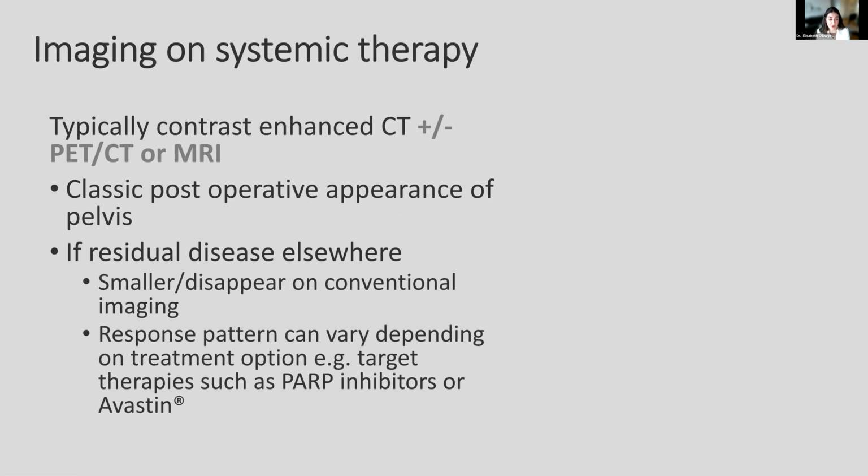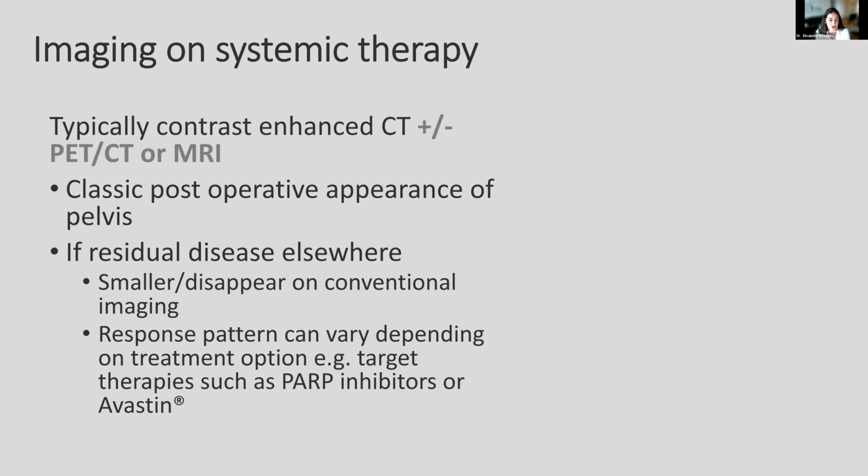Next slide. So imaging on systemic therapy, similar to imaging for staging, is typically a contrast-enhanced CT. Occasionally, we will use PET-CT or MRI to help tease out some findings that we would see on CT, but the mainstay is again CT. What we're looking for here is to make sure that the pelvis looks like what we would expect after a hysterectomy and bilateral salpingo-oophorectomy. And then we're also trying to see, if they do have residual disease, whether it is getting smaller or disappearing, which is what we would hope to see.